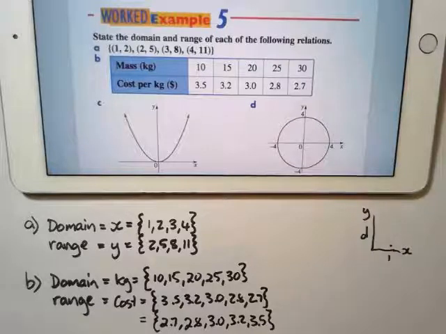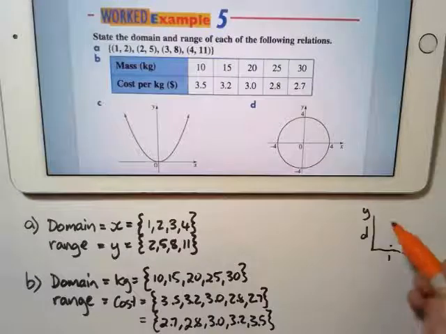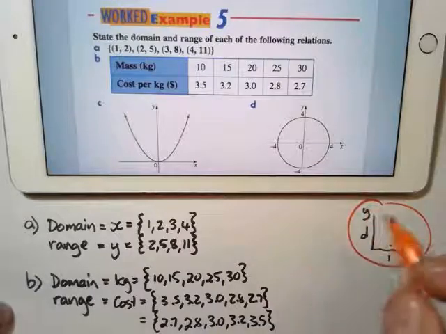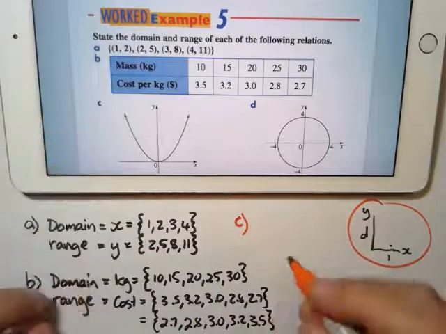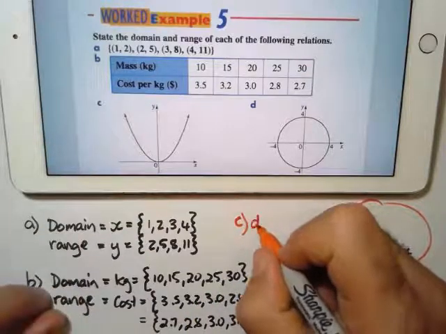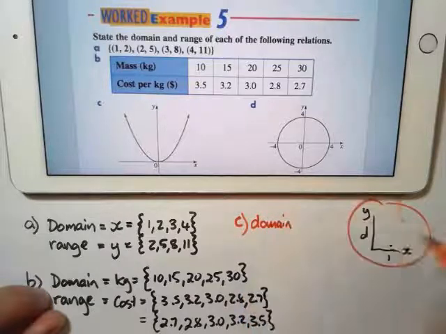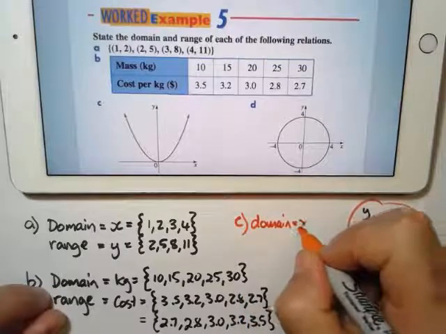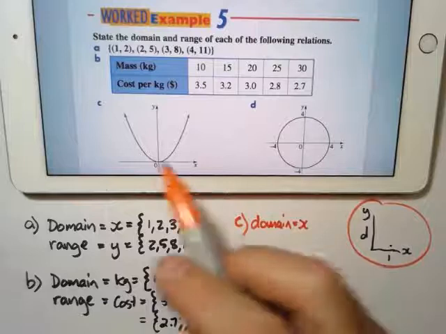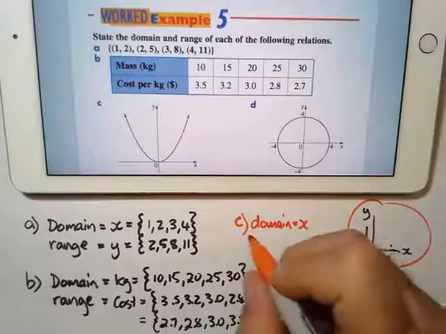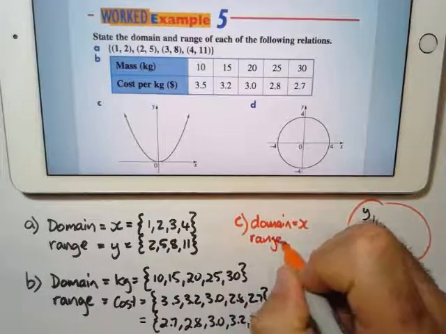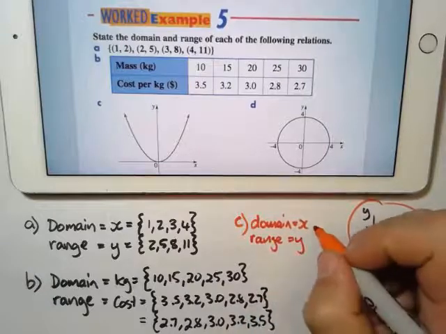Okay, let's look at C. I'm going to use a different color not to confuse you. So C, I'm going to do over there. C is on this picture. So I'm going to have my domain. I know domain equals my x value. Now, on my graph, this arrow means it goes on forever. So if I want to check what is my domain, what is my x, and what is my range, where do I find y values?